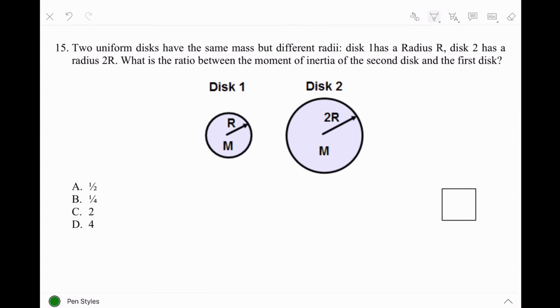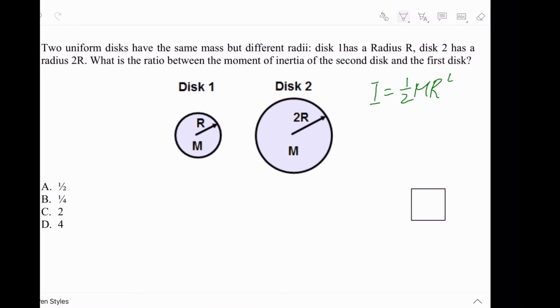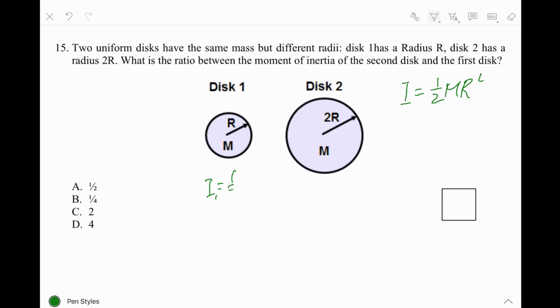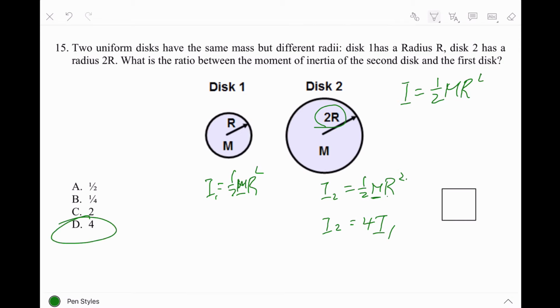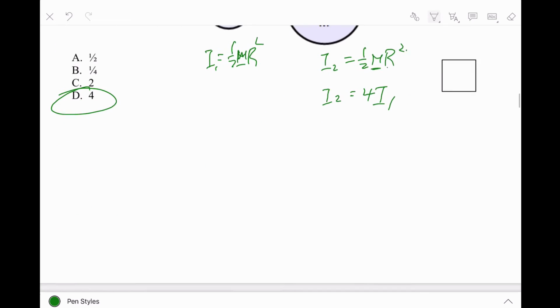Number 15. Two uniform disks have the same mass, and now you may need to recall that for the disk, the inertia is half mr squared. So this one is 1/2 mr squared. This is 1/2 m (2r) squared. They have the same mass, but you see the radius is 2r, and because of r squared, I2 is 4 times I1. So the answer is D.